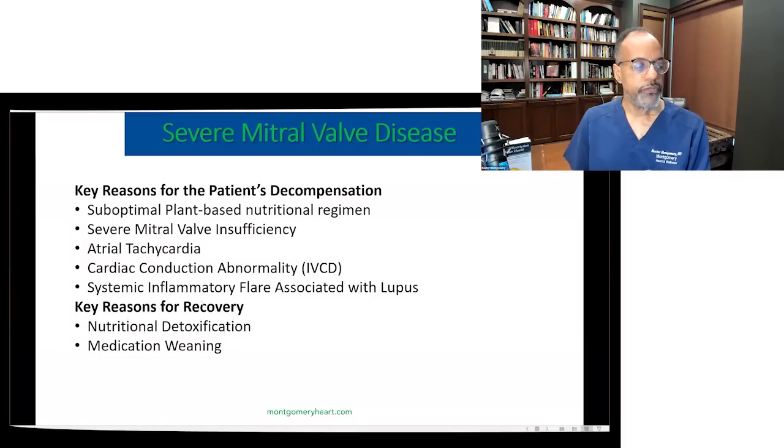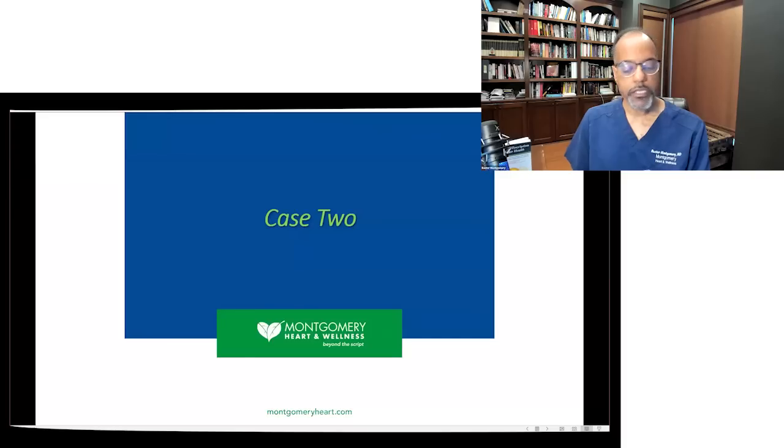And so the key reason for the recovery was a nutritional detox. Notice it wasn't just a plant-based diet, it was a nutritional detox. There's a difference. And of course, medication weaning was also extremely important because the medication can contribute to some decompensation factors of patients with cardiovascular disease.